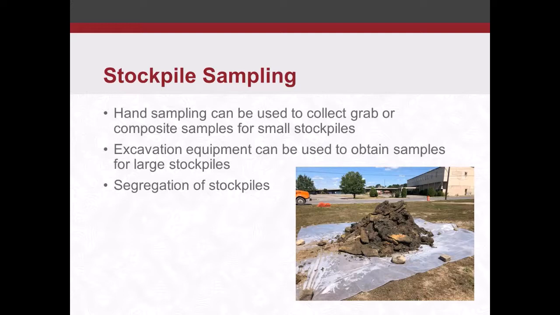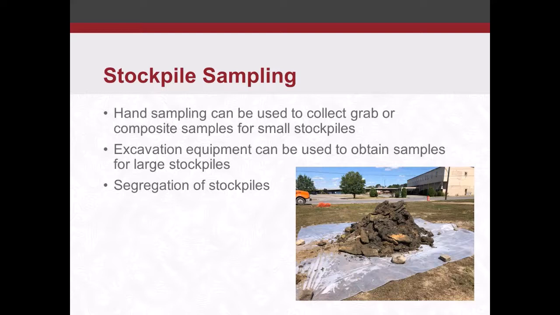Stockpile samples. If you have a small enough stockpile, usually you can do this with manual sampling equipment, but if you get into larger stockpiles, you just can't get a representative sample by putting a shovel into a 10-15 foot high stockpile. So a lot of times you want to have the excavation equipment on hand to dig into that pile and get a good representative sample. Make use of the equipment that might already be on site, or possibly bring in an alternate piece of equipment to get that good sample.